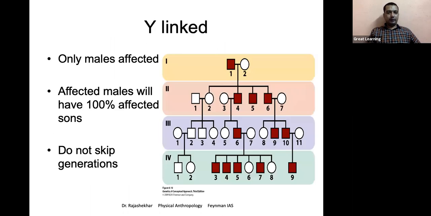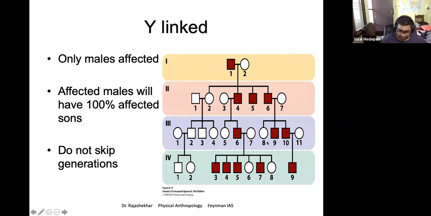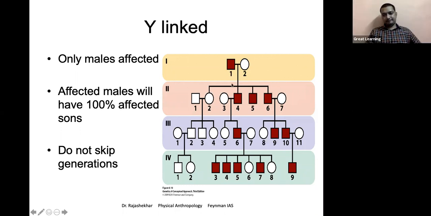Okay, right. Y-linked. So the pattern we are learning is much easier. Who is affected if there's a Y-linked disease? Must be obvious, right? Only males are affected. The Y chromosome is only present in males. So all males are affected.